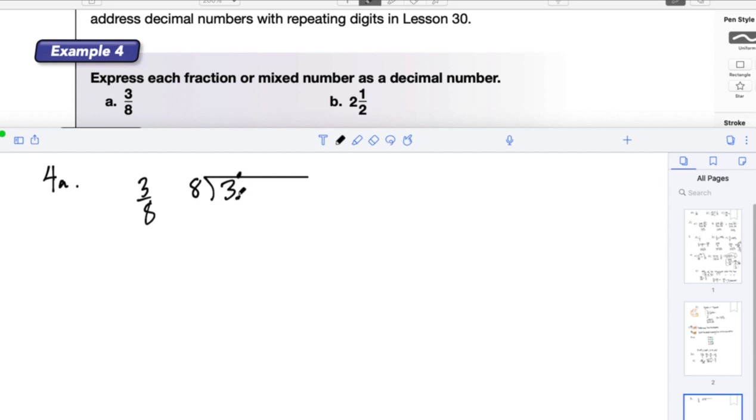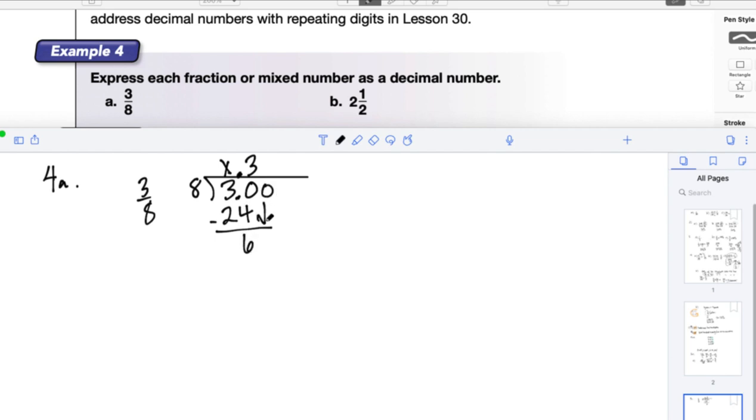So since this is 3.00 whatever, right, we could write as many zeros as we want. It's still 3. Since this is 3 decimal point, we're going to put a decimal point up here, and then I'm going to just start adding zeros. Now I know that 8 can't go into 3. I'm going to put X there. 8 does go into 30, so now I'm starting my number after this decimal point. 8 goes into 30 3 times. 3 times 8 is 24. When I subtract that, I get 6.